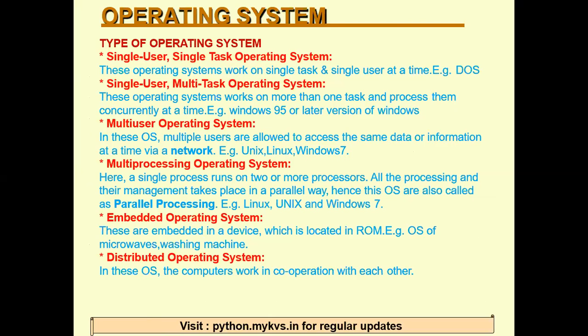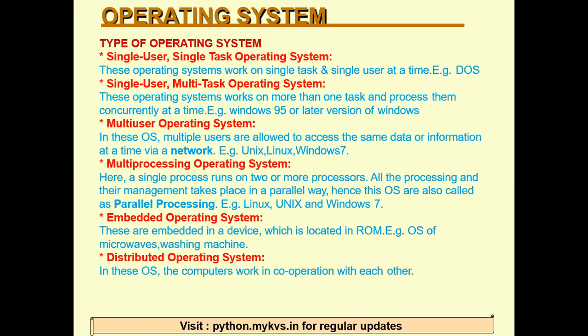The types of operating systems that we have are single user, single task. These are no longer available. These were DOS, old Mac DOS. Then single user multitask. These are all versions of Windows. We always have a multitask operating system. Single task meant you could do only one thing at one time.